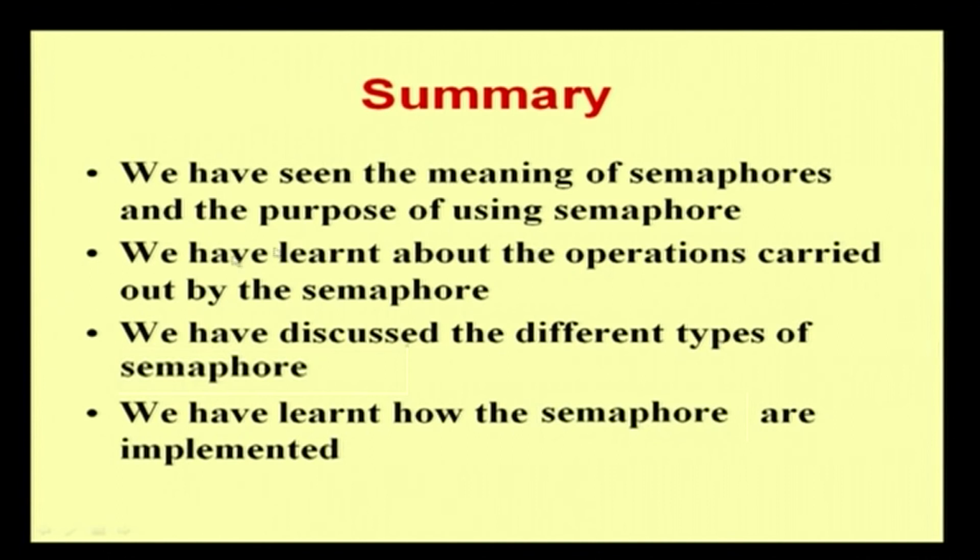Now, let us summarize whatever we have seen in today's lecture. We have seen what a semaphore is, what the meaning of a semaphore is and what the purpose of using a semaphore is. We have learnt about the operations carried out by a semaphore. There are 3 different operations: the first and foremost is initialization, then increment and decrement. Then we discussed the different types of semaphores: one is a strong semaphore, the other is a weak semaphore. We have also learnt how semaphores are implemented on a real time basis.